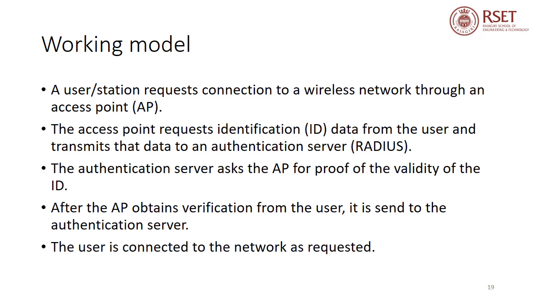The authentication server usually used in wireless networks is the RADIUS server. The authentication server will ask the access point for proof of the validity of the ID that has just been submitted by the AP to the RADIUS server. Once the access point obtains verification from the user, or the proof for the ID that has been submitted, that proof value will also be sent to the authentication server, and after clear verification procedures are carried out, the user or the wireless station will be allowed to connect to the wireless network as requested. This is the basic working model of an EAP framework.